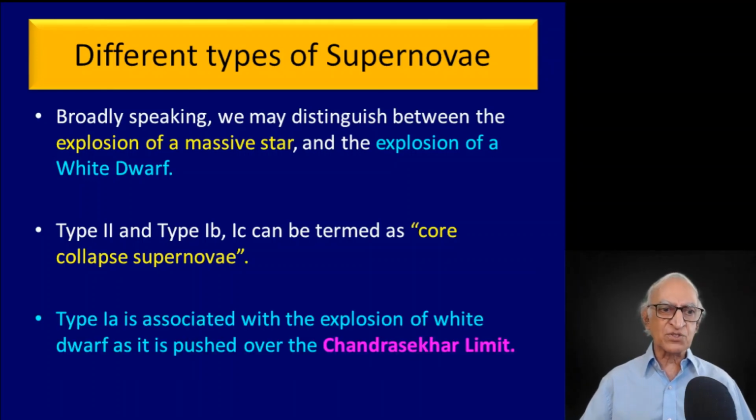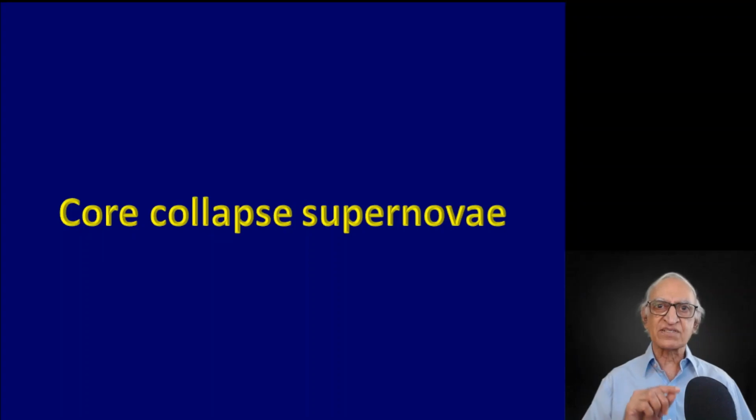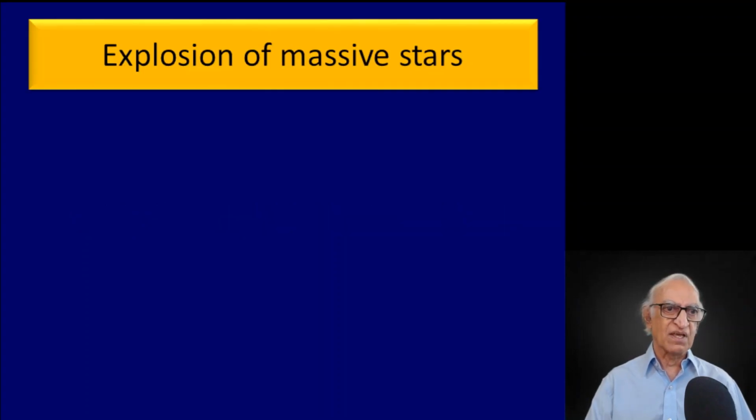Type 1a supernovae, on the other hand, are associated with the explosion of a white dwarf, which is pushed over the Chandrasekhar limiting mass. Now let's first discuss core collapse supernovae, because these are far more common than type 1a supernovae, although they are tremendously important as we shall see when we discuss cosmology. Now, that takes us to the subject of explosions of massive stars.